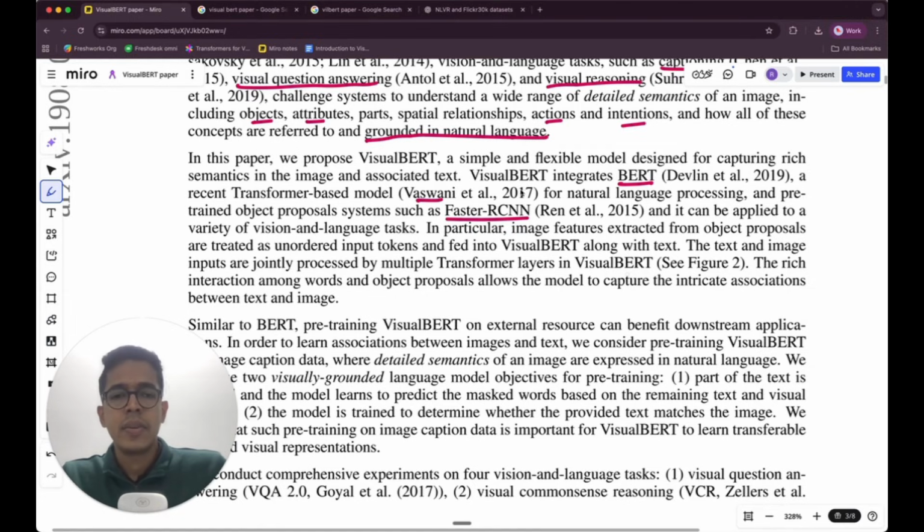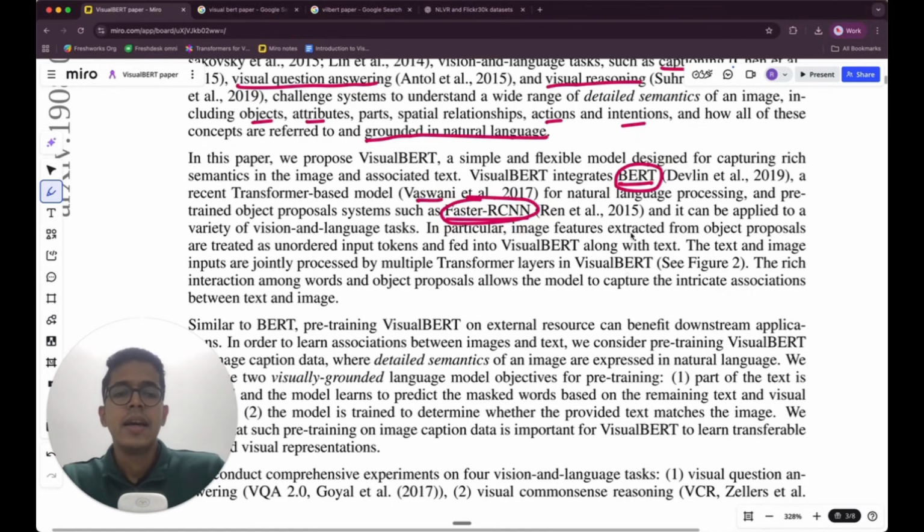So basically, this paper shows that BERT, which was originally used for natural language processing, and models like Faster RCNN, you can combine to build one single model, which can be used for tasks that involve both vision and language. So obviously you can see that the part where the model that takes care of language will be BERT, the model that takes care of vision will be Faster RCNN.